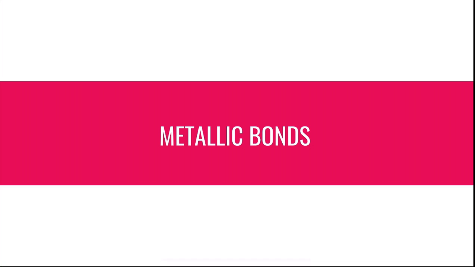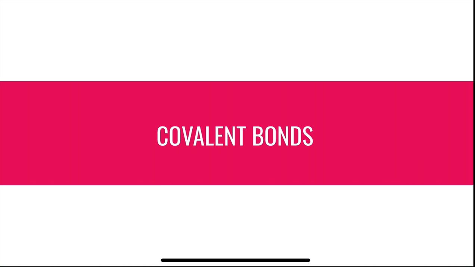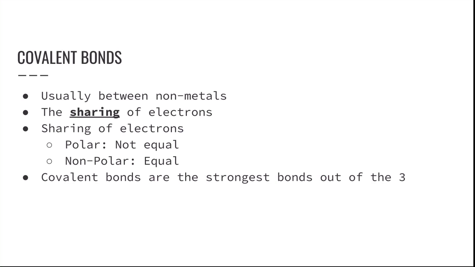So next up we have metallic bonds. Metallic bonds are bonds formed between 2 metals, as you can guess by the name metallic bonds. They can conduct electricity because of the freely moving electrons. And that's pretty basic, so we aren't going too in-depth into it, but covalent bonds is next.